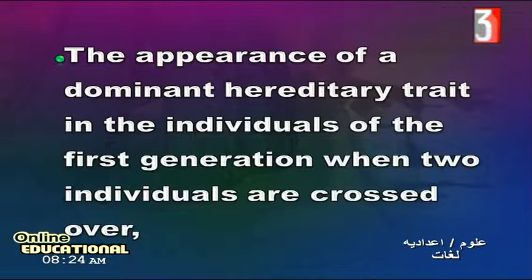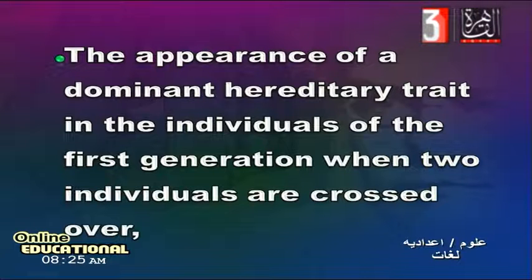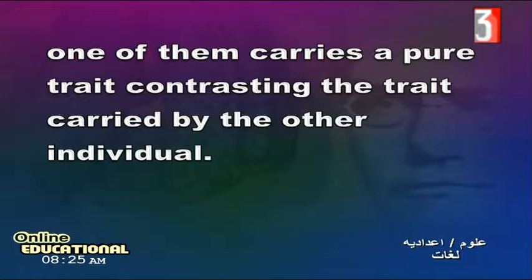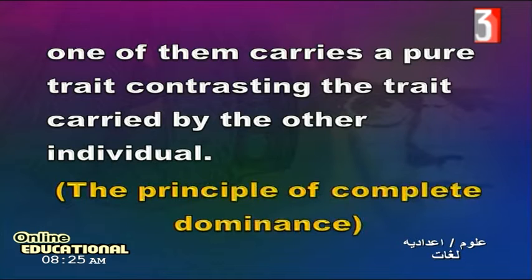The appearance of the dominant hereditary trait in the individuals of the first generation when two individuals are crossed over, where one of them carries a pure trait contrasting the trait carried by the other individual. It is the principle of complete dominance.